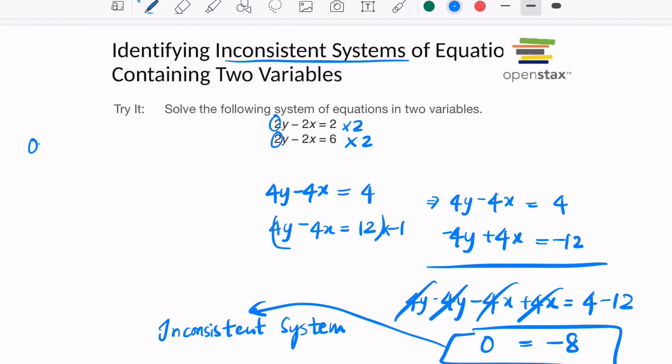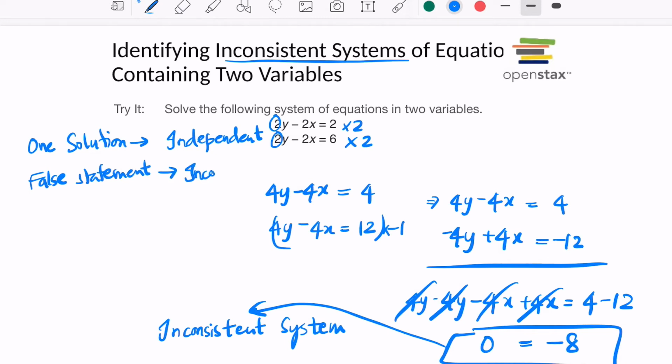So if you get one solution, we call that an independent system. If you don't get one solution but rather get a false statement at the end, we call that an inconsistent system. You don't get a solution but you get a true statement at the end. So here notice that this is a false statement, but in case you get a true statement, that is an example of a dependent system.